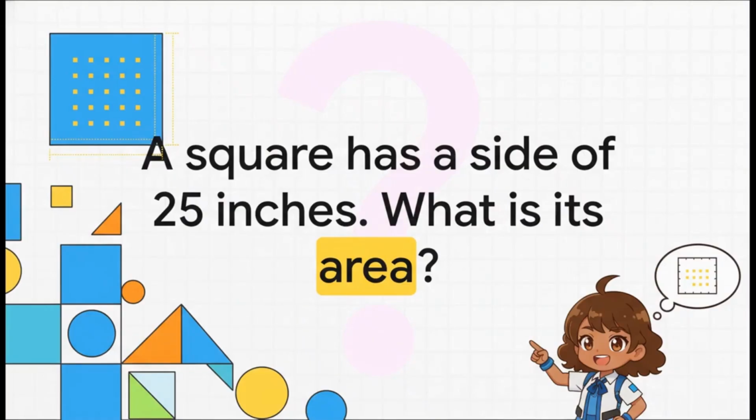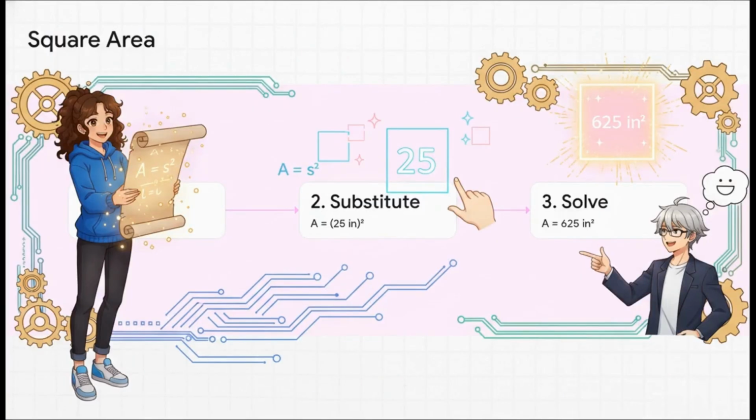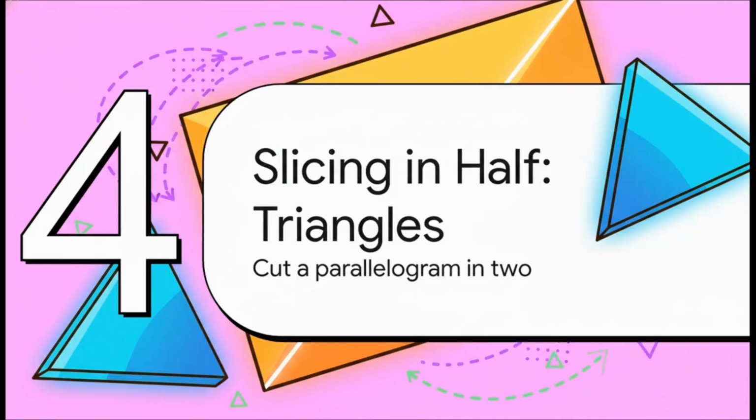Let's test that out. If you have a square and one of its sides is 25 inches long, what's its area? We just follow the formula. We take A equals S squared, we swap in 25 for S, and 25 times 25 gives us 625 square inches. Done!